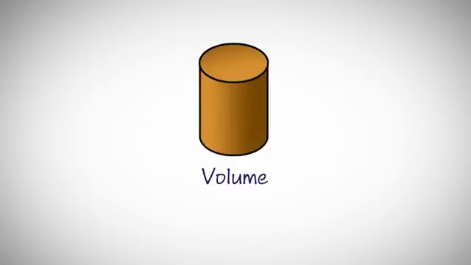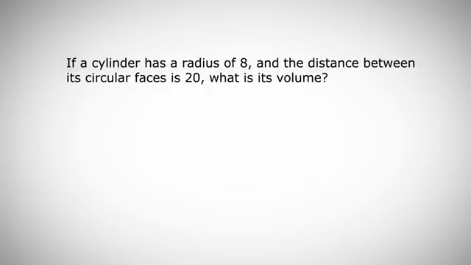To find the volume of a cylinder, find the area of one of its circular faces and multiply it by the distance between the faces. So the volume of the cylinder is going to equal the area of one of the circular faces, pi r squared, times the height. Let's try a problem dealing with cylinders.